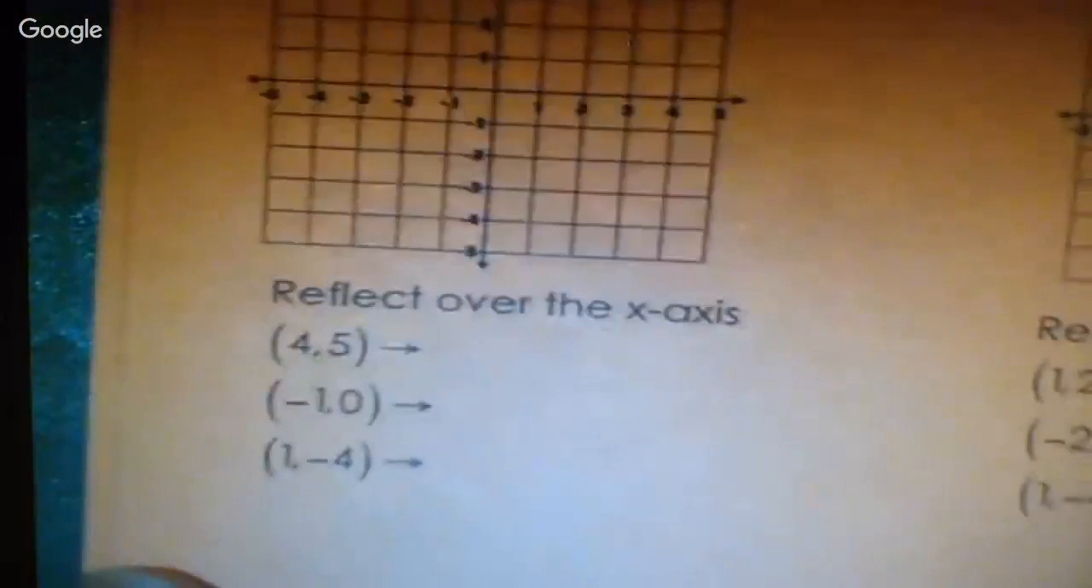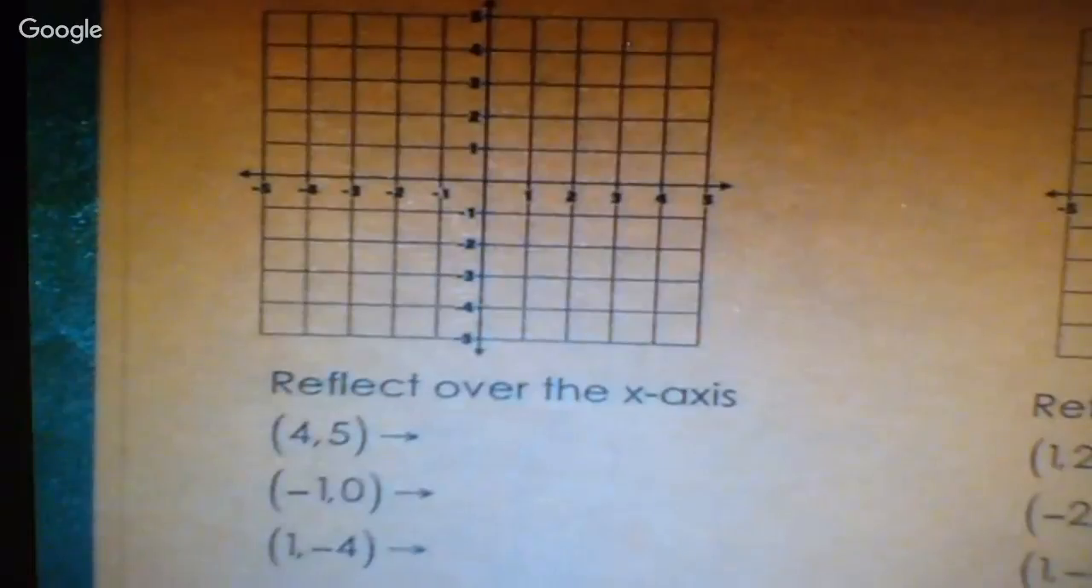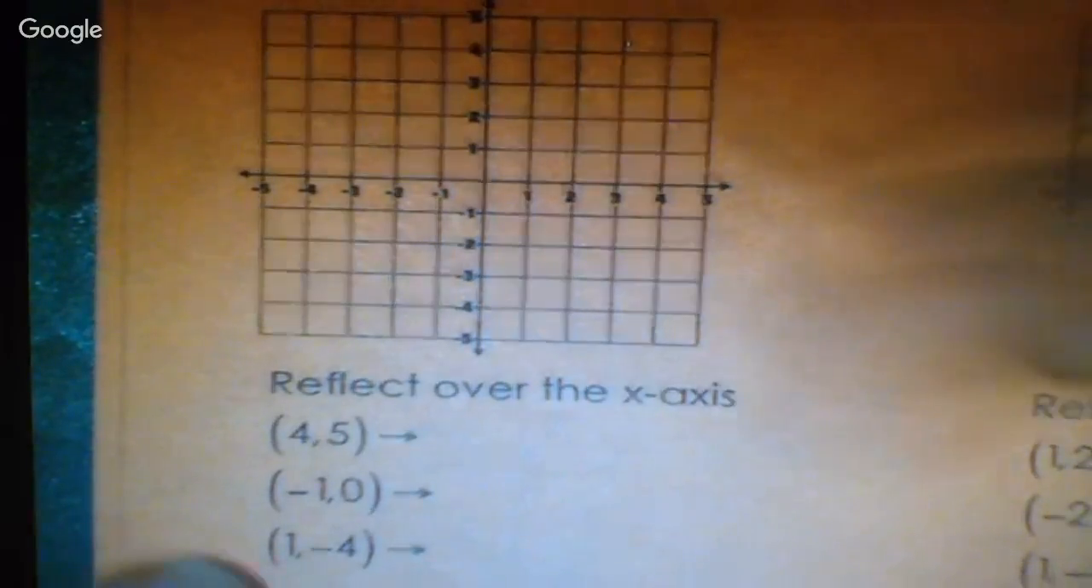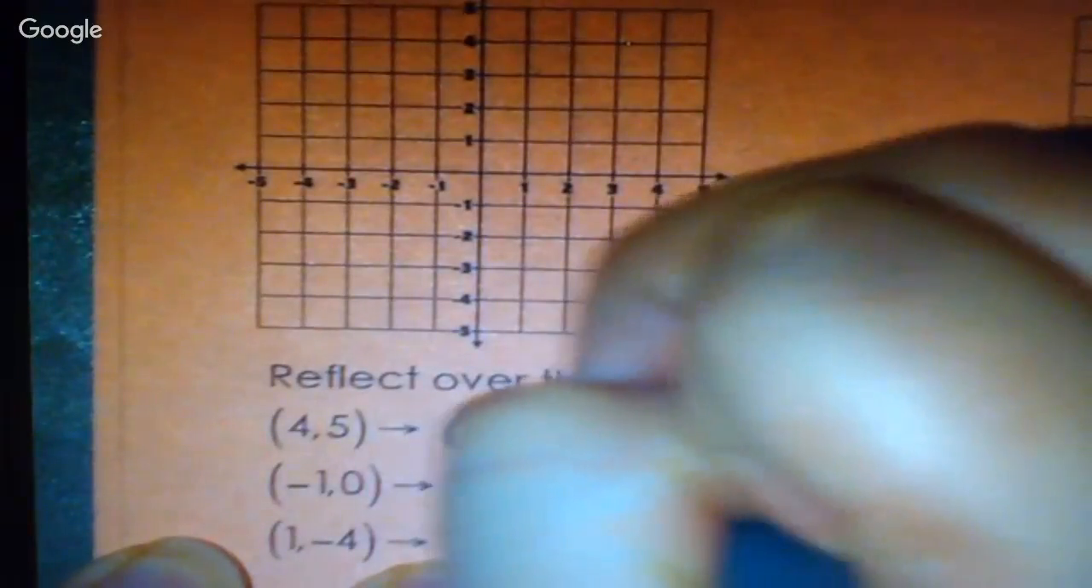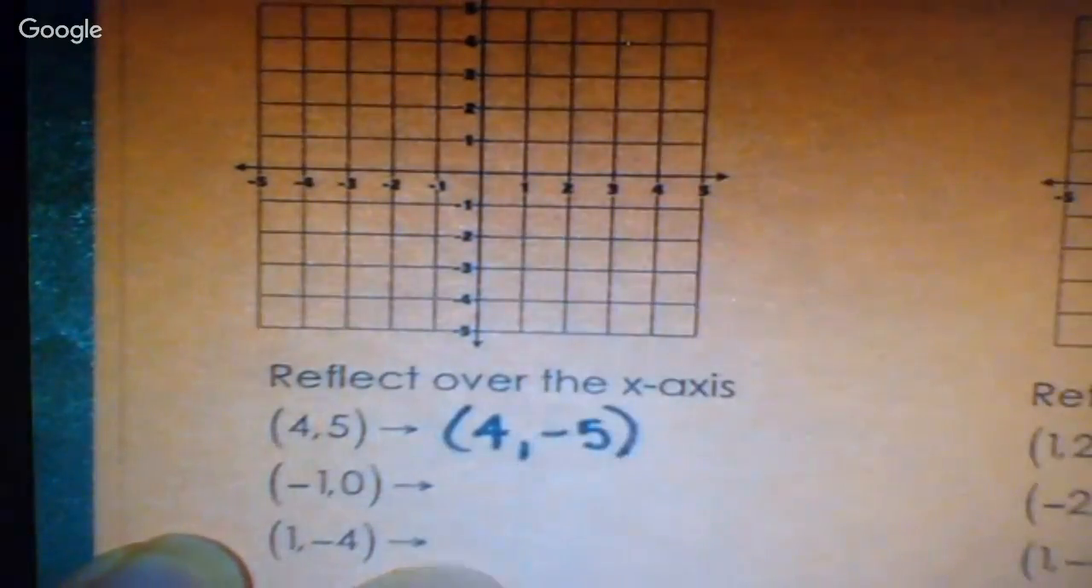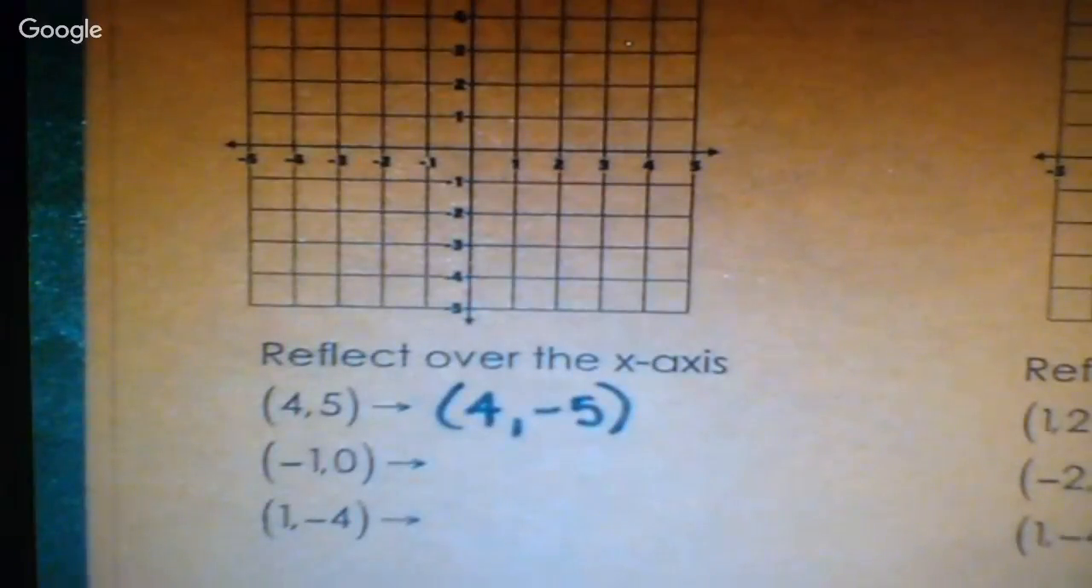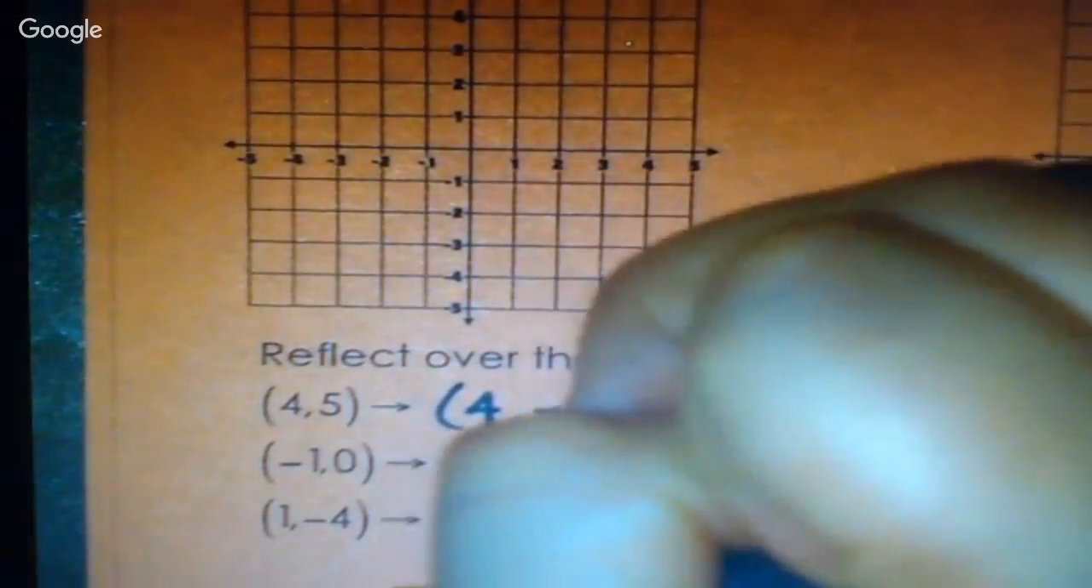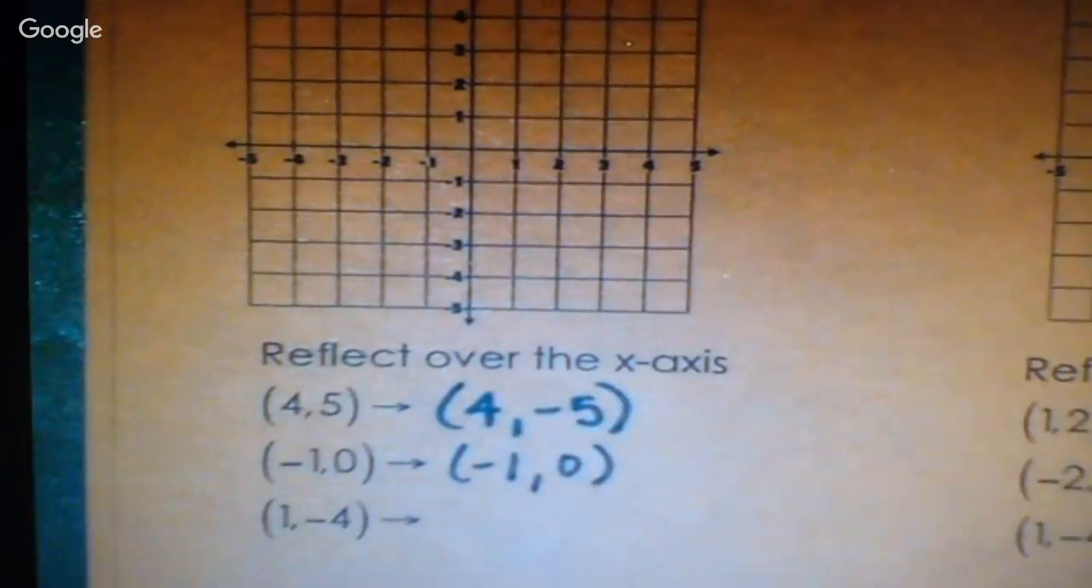All right, down here, reflects over the x-axis. So what does that change? If I reflect over the x, it changes your y's. And all it does is change the signs. Good. So (4, 5) becomes (4, -5). What about the next one? It stays the same. 0 is neither positive nor negative, so it doesn't move. (-1, 0) is already on the reflection line, so it doesn't move.